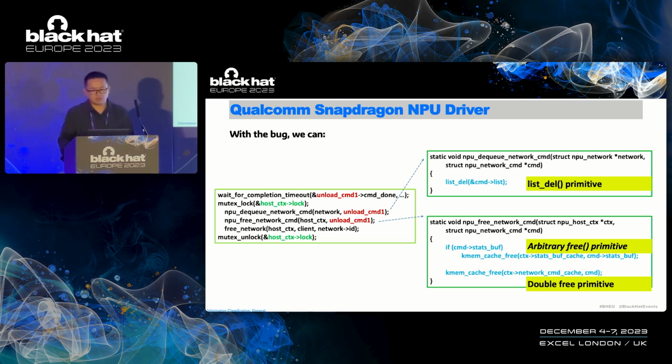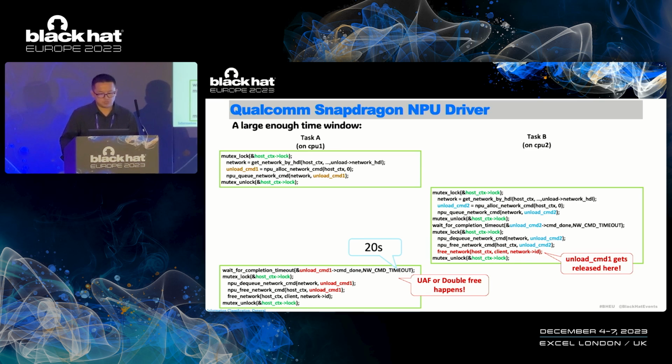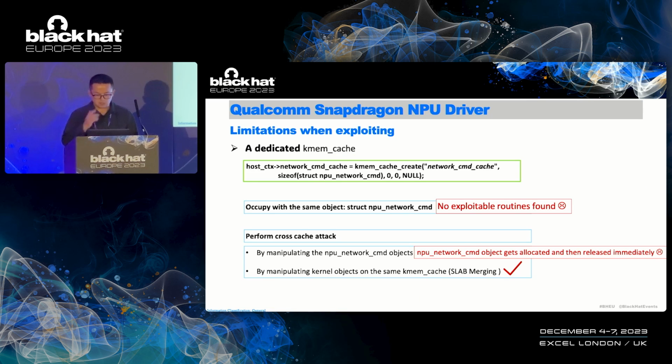And with this bug, we can get at least 3 different primitives, including the list delete primitive, arbitrary free primitive, and double free primitive. Actually, the arbitrary free primitive attracts us most, and we start to think about how to exploit with it. Besides the powerful primitives, the bug also provides a large enough time window for us to perform the attack. However, there are some limitations when exploiting.